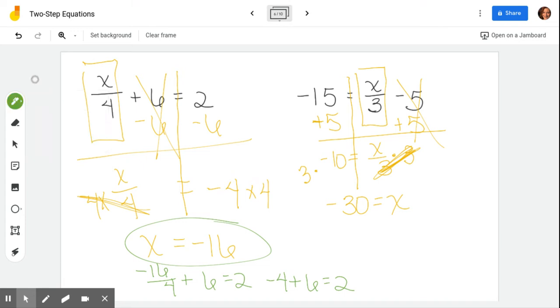Let's go back to the original problem and plug that in and see if it makes sense. So that would say negative 15 equals, instead of x, we're going to plug in negative 30 over 3 minus 5. So that would say negative 15 equals negative 10 minus 5. Yep, I'm good with that. Negative 30 is the answer.